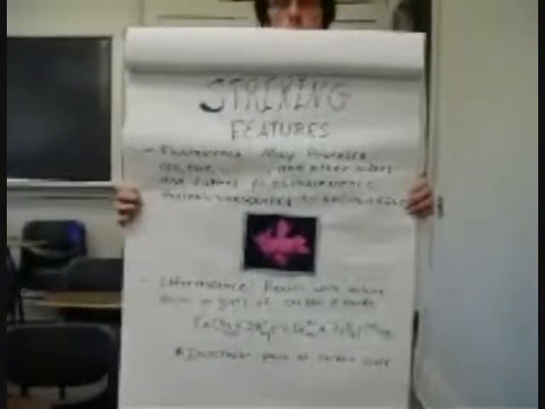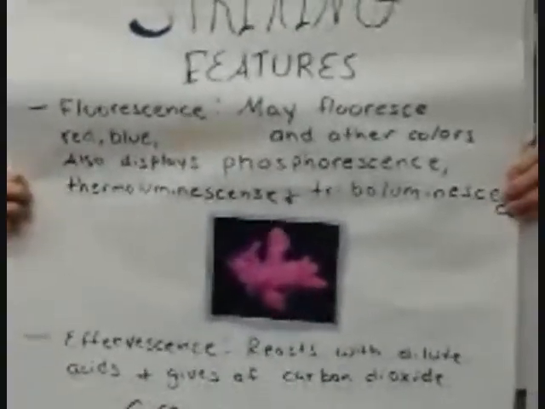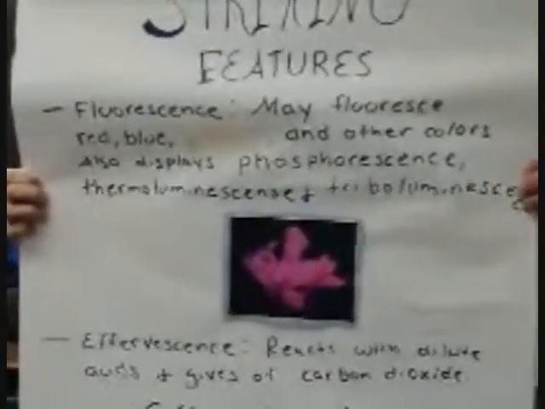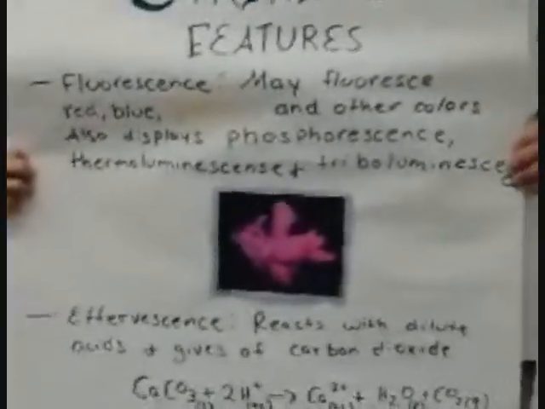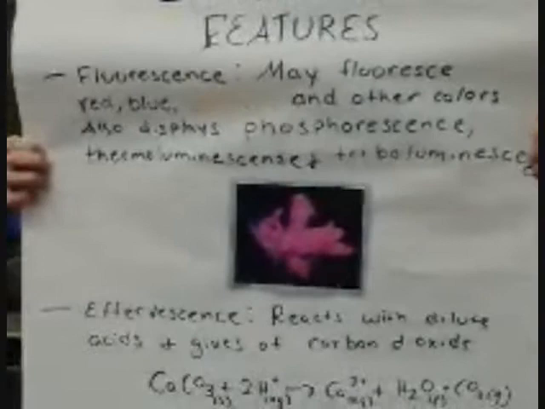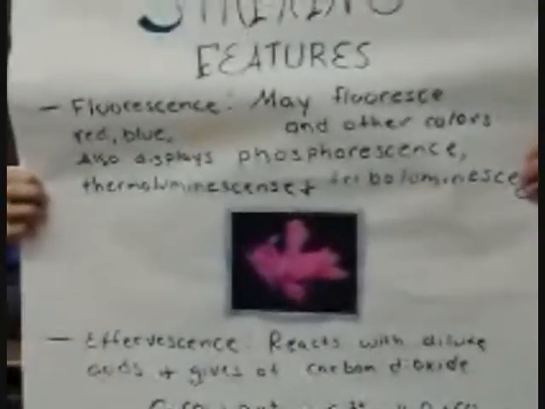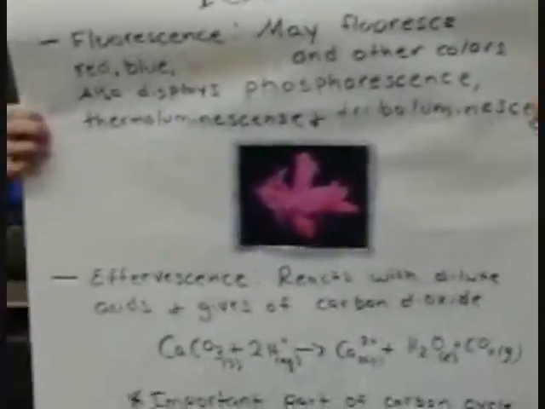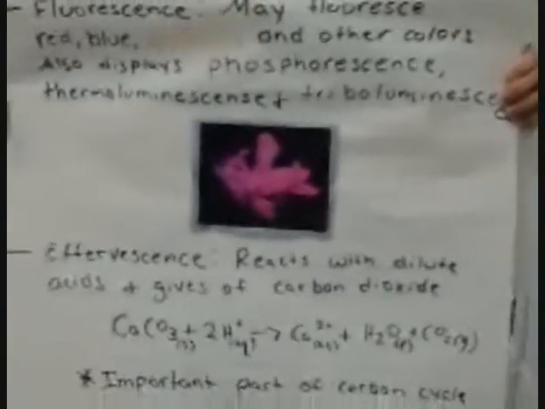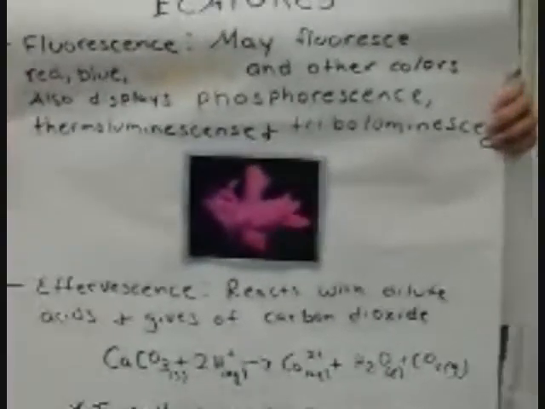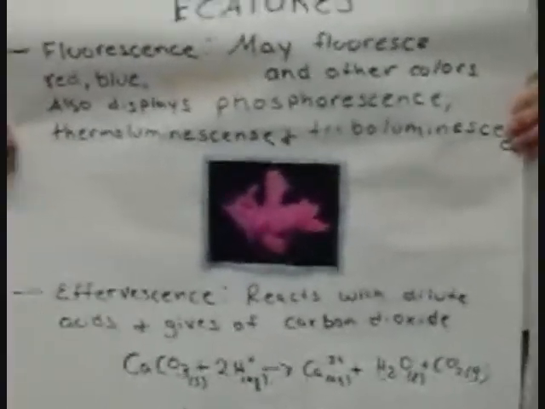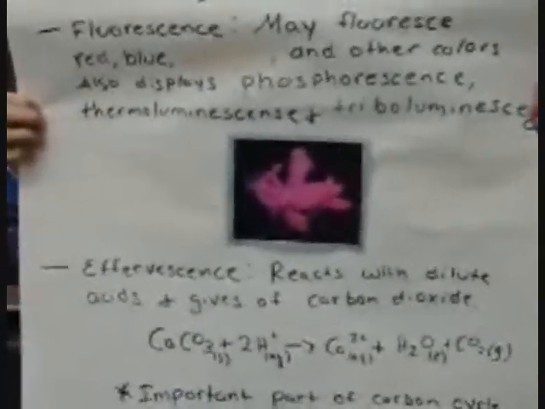Striking features of calcite. One of the first striking features of calcite is the fluorescence. It may fluoresce red, blue, yellow, and other colors. It also displays phosphorescence, which is when after the UV light or the light source is removed, the calcite keeps color. Thermoluminescence is where it turns color when it's heated, or triboluminescence, which is when it turns color when it's struck or broken.